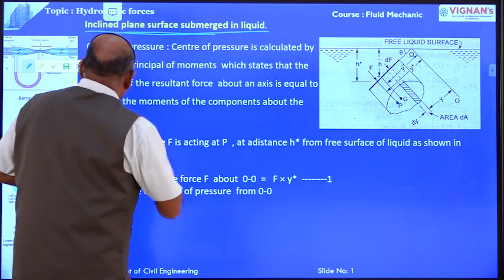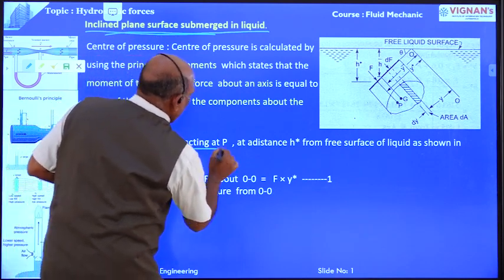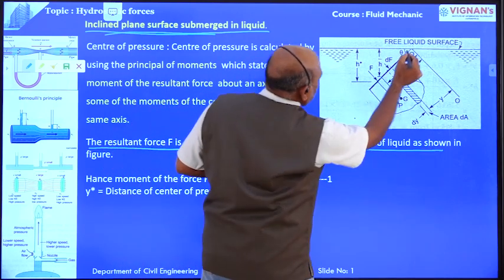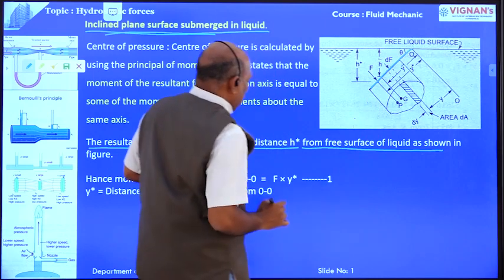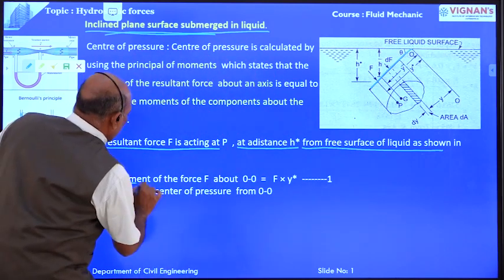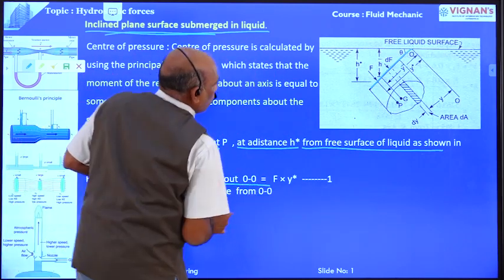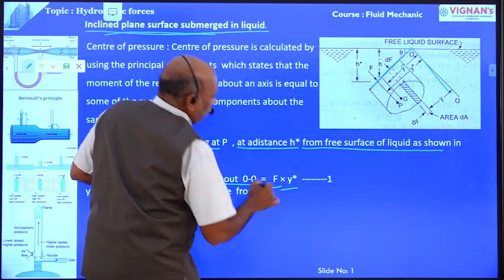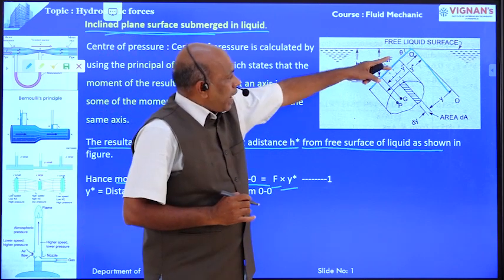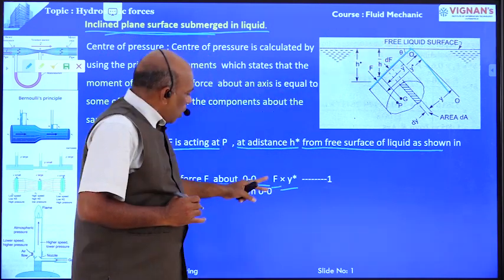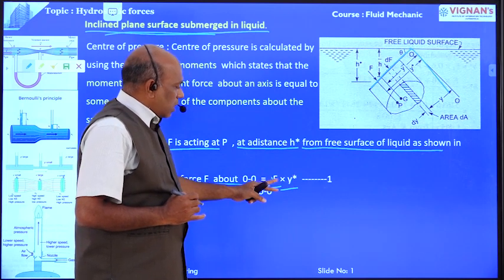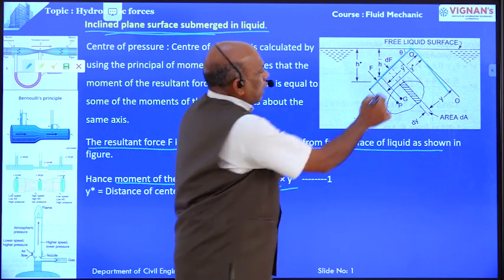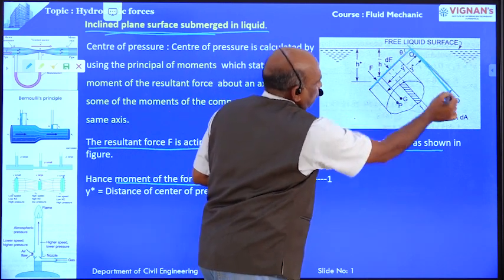Right, now the resultant force F acts at P at a distance h star from the free surface of the liquid. I have already explained this diagram. Now the moment of the force F about OO is equal to F into y star, because the surface makes an angle theta. Here F is the resultant force, and y star is the distance of the center of pressure to the axis OO.